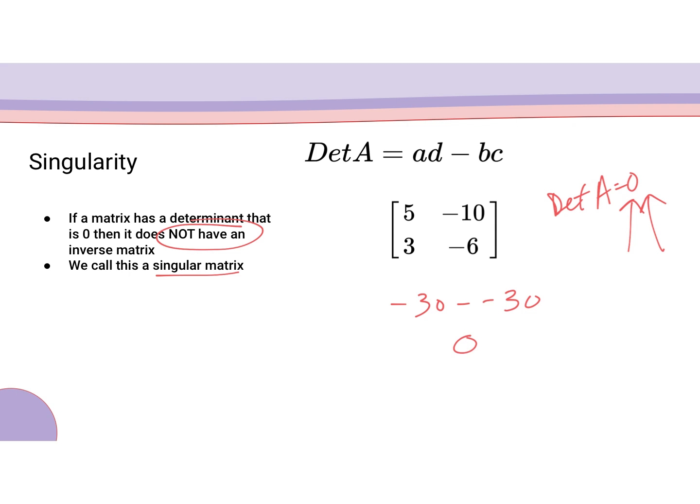Now, one quick way to tell if it will be 0 without actually doing the multiplication: if you look at the first column and compare it to the second column, do you notice that it is a scalar, a times negative 2 scalar? So if any of the rows or columns are exact carbon copies of the other, that means it's a singular matrix, meaning there's no inverse. So the inputs all have to be unique.